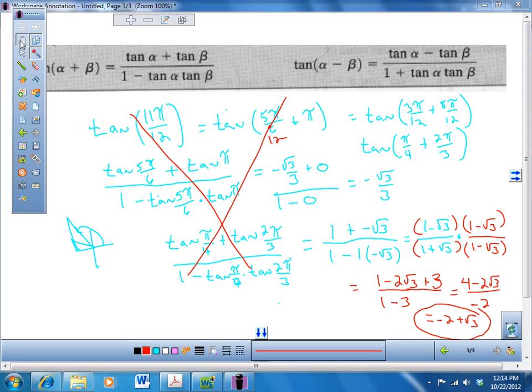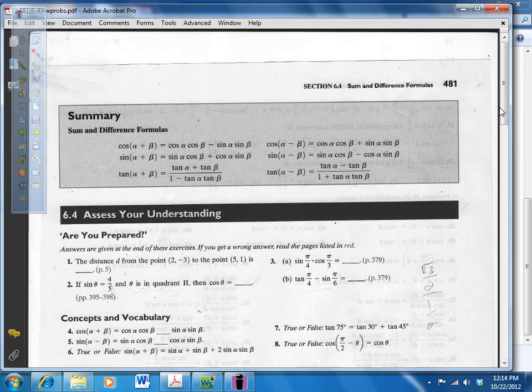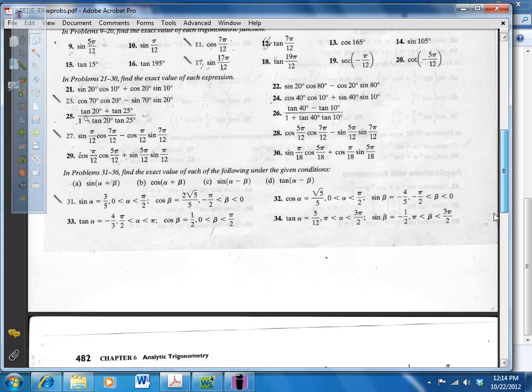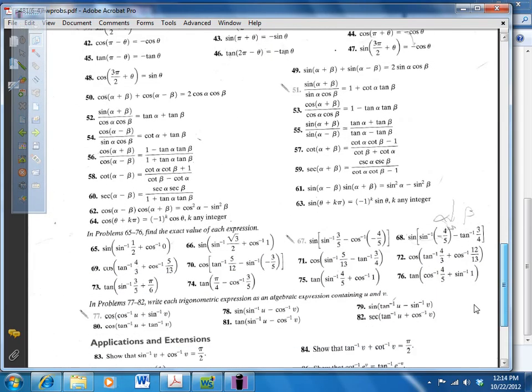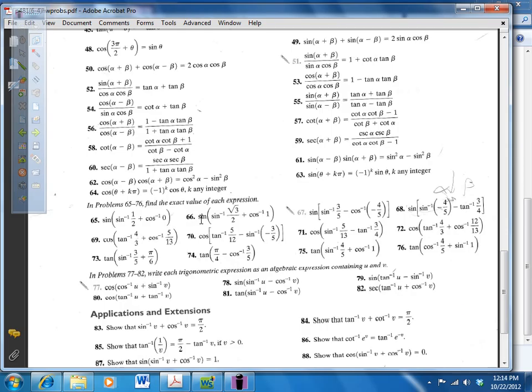All right. So the next one, I did want to look at one of these because I think you have one like this on your homework and I didn't quite get to it in class. So let's just look for kicks at 66.